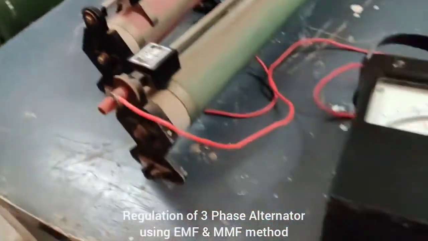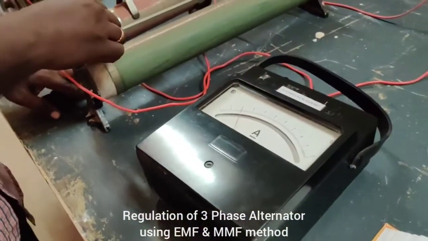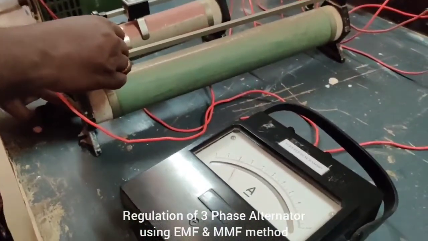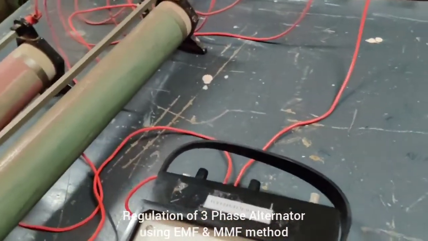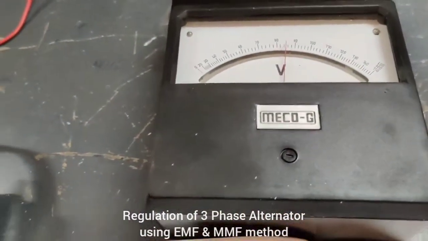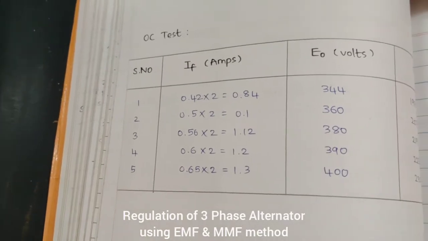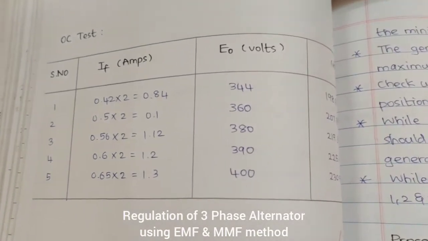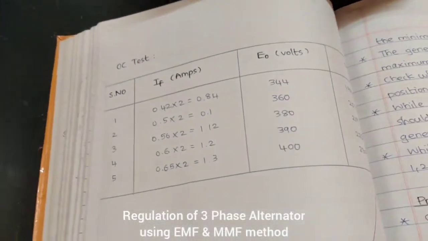Now we are going to adjust the value of the voltage. By varying the field winding of the alternator, we are going to vary the field current. By varying the field current, the EMF produced is being changed. This is the reading we are going to take. Initially we will change the value of field current, and the output voltage obtained is going to be noted down in this tabulation.